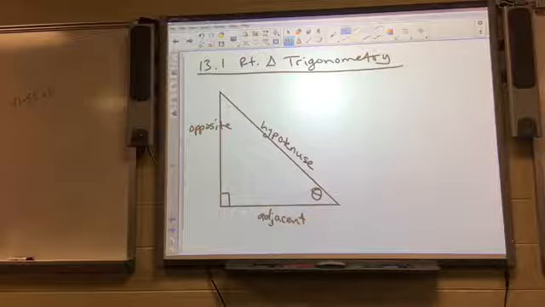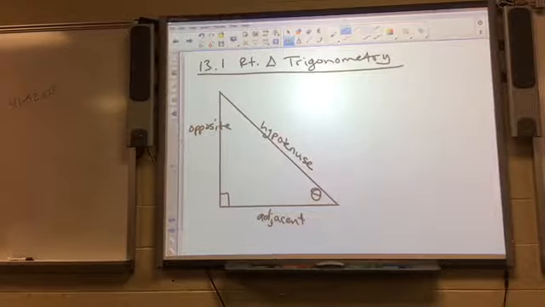Our trig functions are going to be your sine, cosine, tangent, which we learned in geometry. And then we're going to learn cosecant, secant, and cotangent.